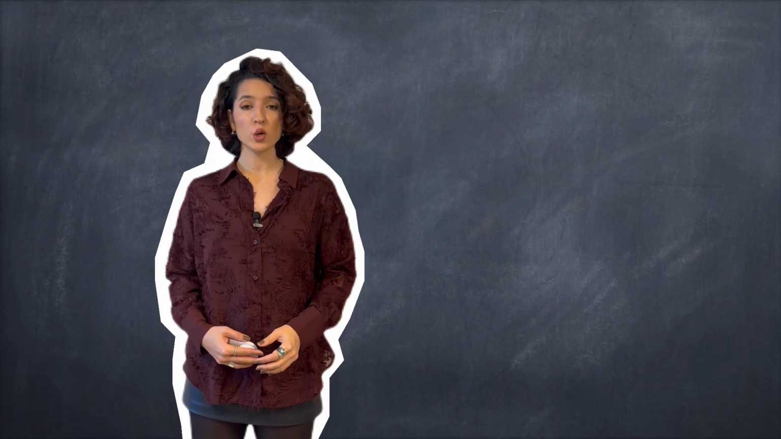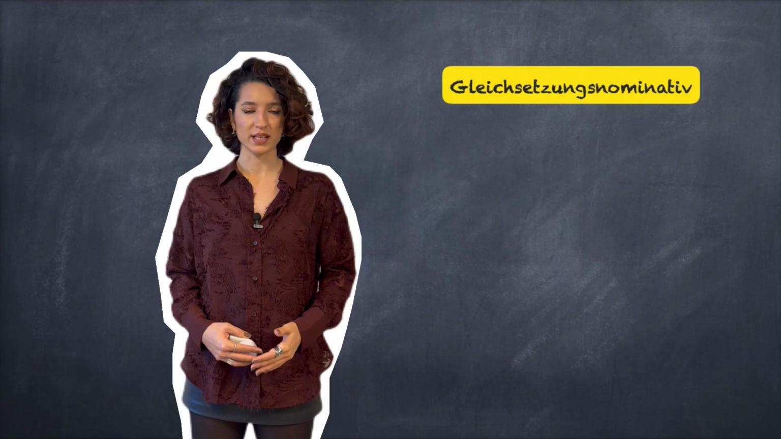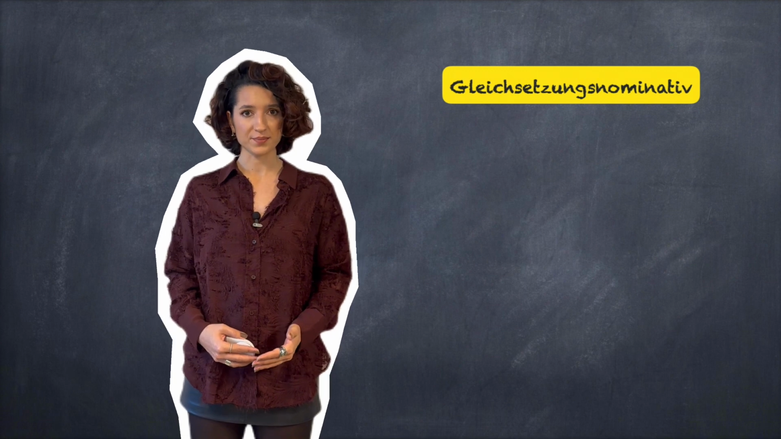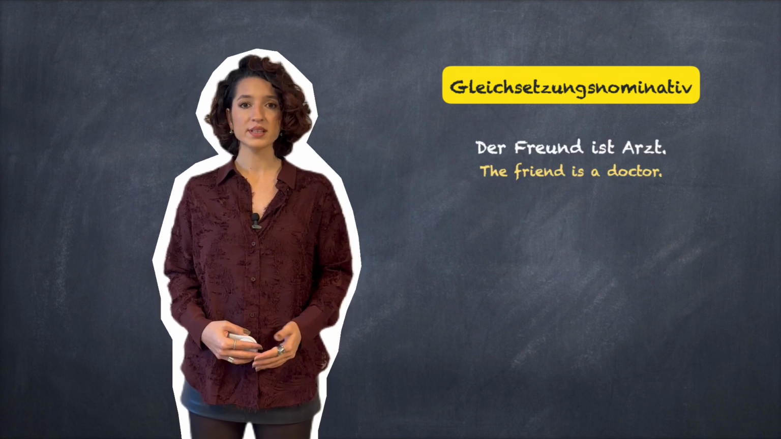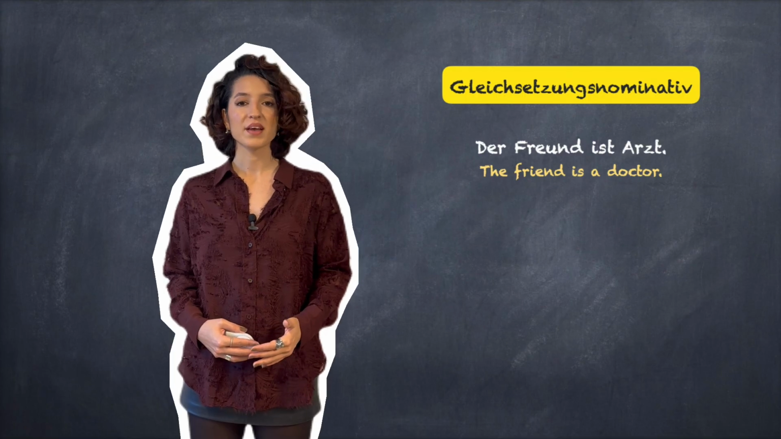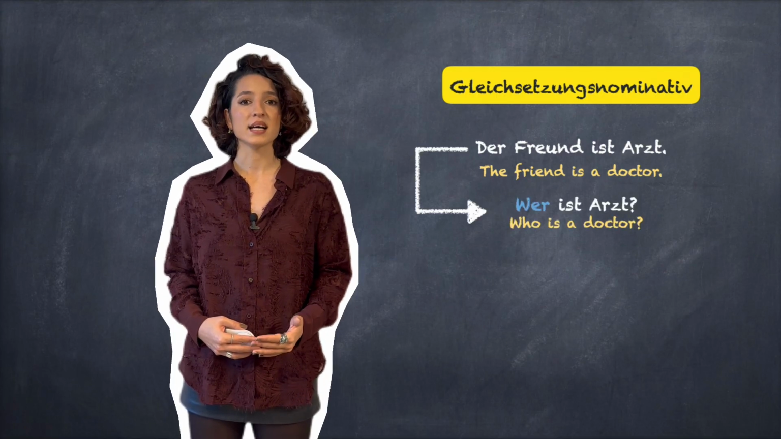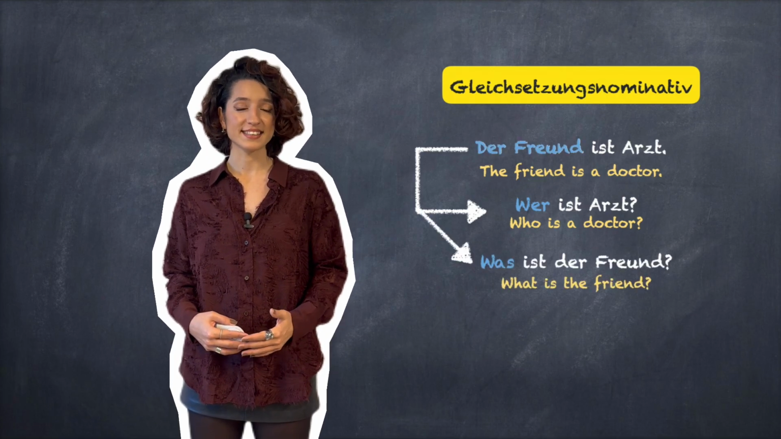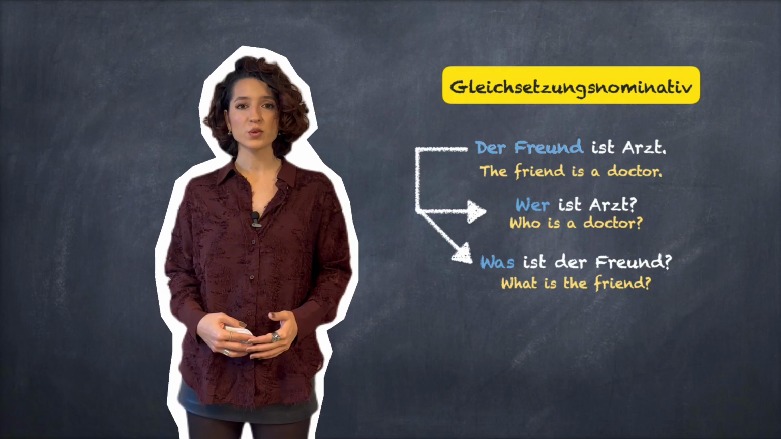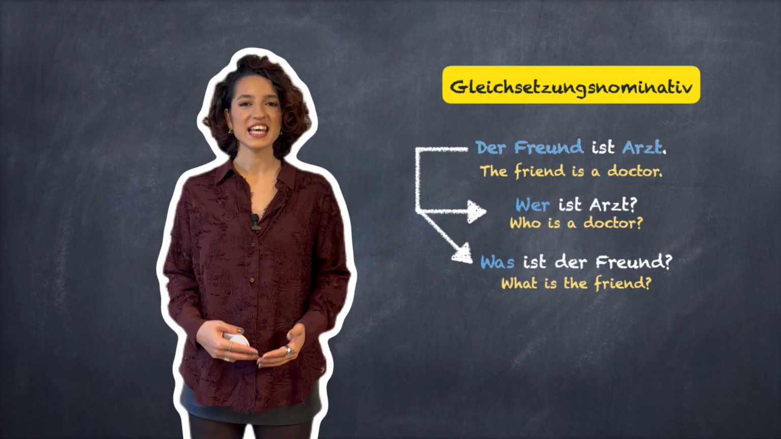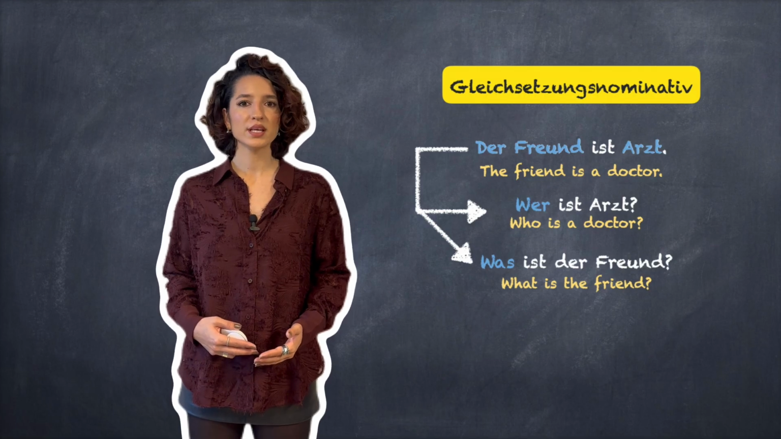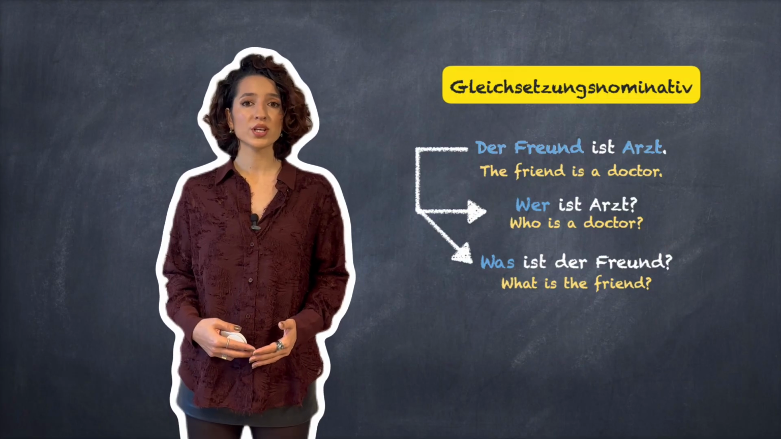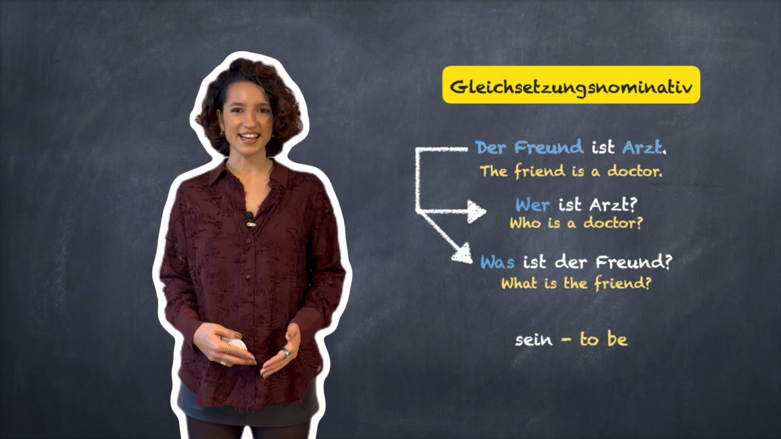The nominative case also includes the Gleichsetzungsnominativ. It's when the subject and another noun are both in the nominative case. For example, der Freund ist Arzt. We can ask, wer ist Arzt? And the answer will be der Freund. But we can also ask, was ist der Freund? And the answer will be Arzt. This construction usually appears when we equate two nouns. And it usually happens with the verb to be, sein.